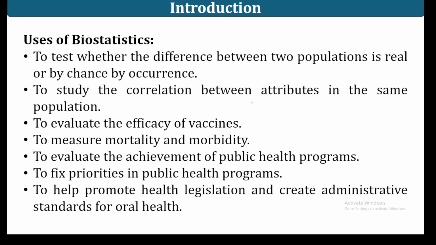That we can check through the significance test, and then study the correlation between the attributes in the same population. It means we can take some decision based upon how we are going to do the correlation between the attributes in the same population or in a different population itself. And then to evaluate the efficacy of the vaccine, the effectiveness of it, to measure the mortality and then morbidity, and to evaluate the achievement of the public health program.